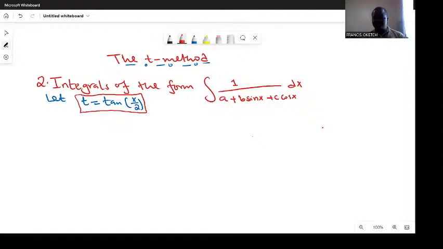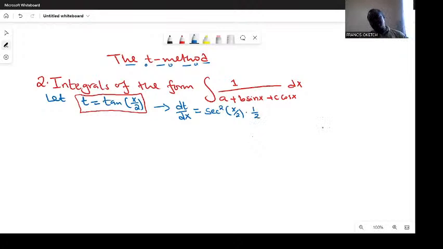Notice the difference between the two cases. So now we need to find the derivative of t with respect to x. So you write dt over dx. When you differentiate tan, you get sec squared, that is sec squared of x over 2, then times the derivative of x over 2, which is 1 over 2.